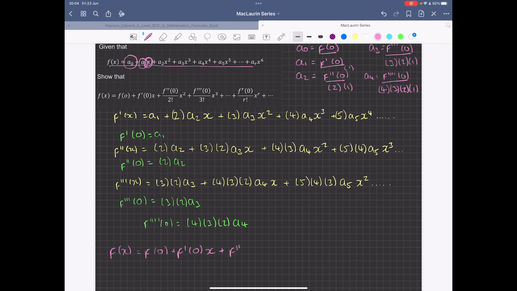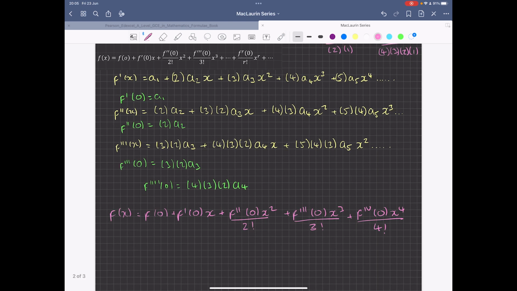So the second derivative of 0, x squared over 2 times 1, which is 2 factorial. Then we've got A3, which is this one here, and this is the third derivative of x cubed over 3 factorial. And then A4, the fourth derivative of x to the 4 over 4 factorial. And this series would go on.